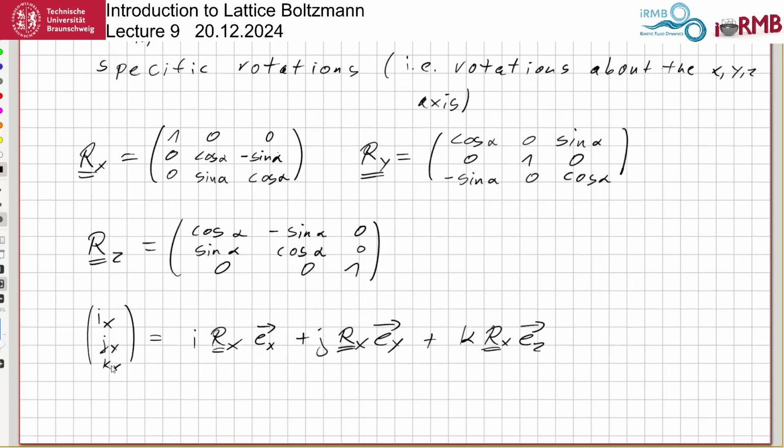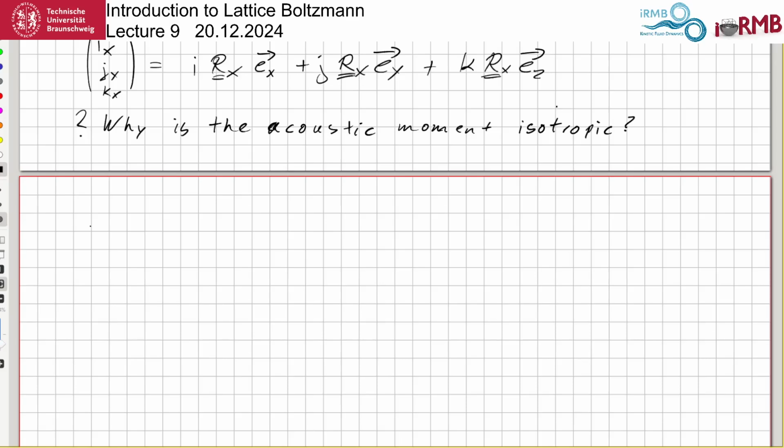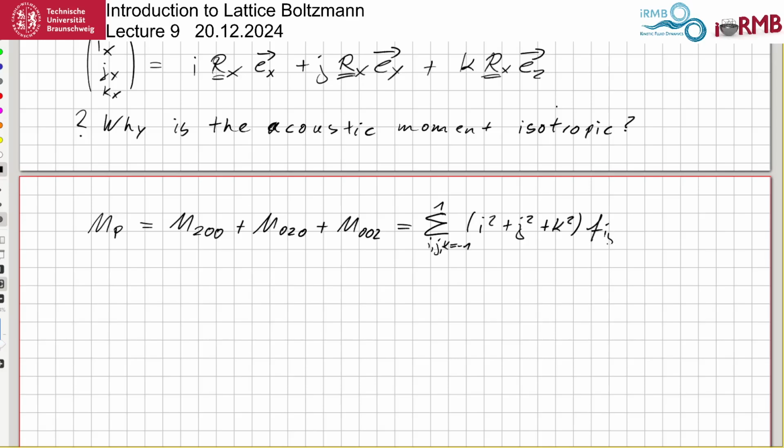So the reason why the acoustic moment is said to be isotropic is that we define this moment Mp as the sum M200 plus M020 plus M002, which is, according to our definition, the sum over ijk from -1 to 1 of i square plus j square plus k square into fijk.